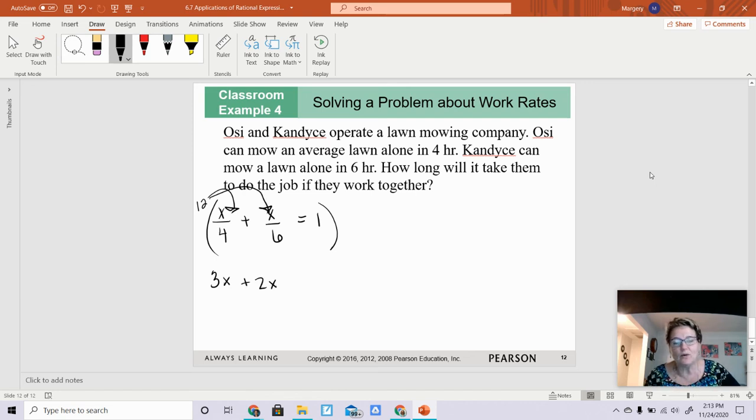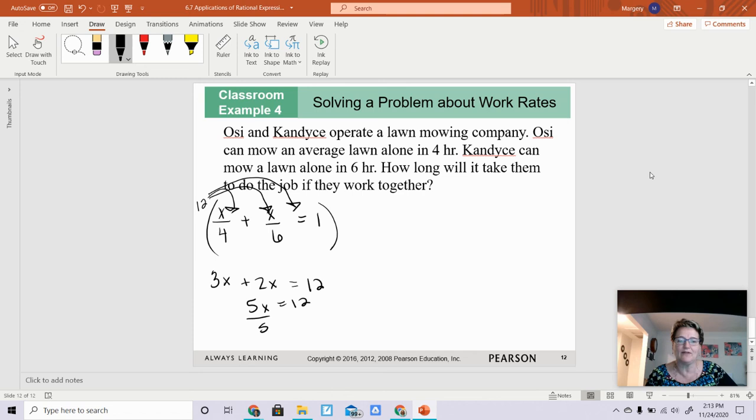12 divided by 4 is 3. 3 times x is 3x. 12 divided by 6 is 2. 2 times x is 2x. And then 12 times 1 is 12. So I get 5x equals 12.